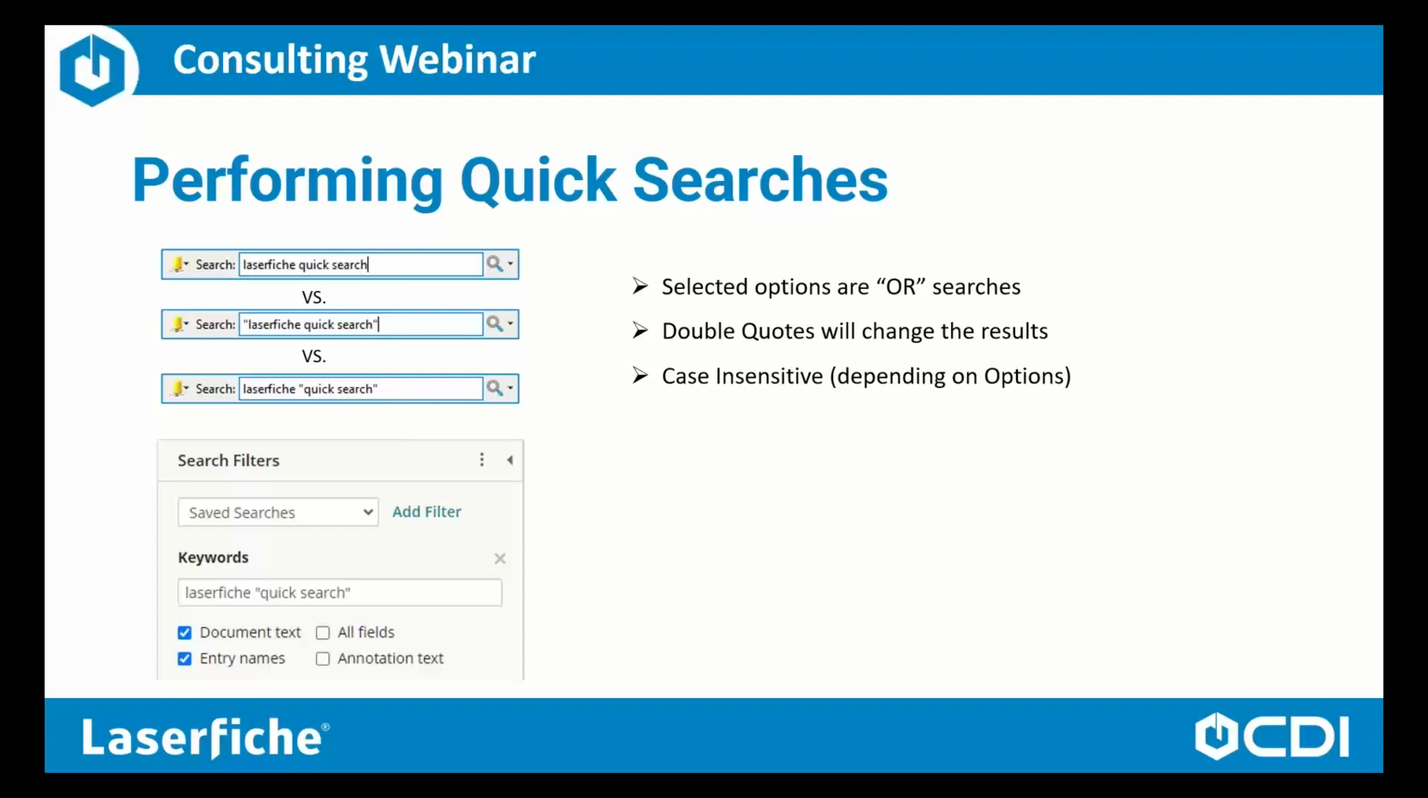Our third example is having Laserfiche outside of the quotes and quick search within the quotes. This will search for documents with the word Laserfiche or the phrase quick search. Additional information for performing searches and utilizing double quotes can be found within the Laserfiche help documentation.